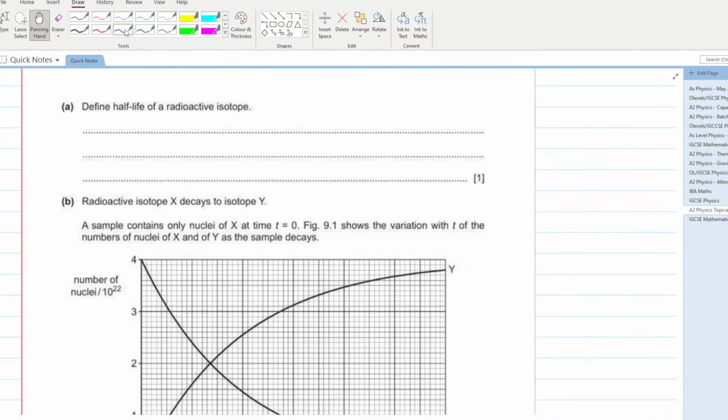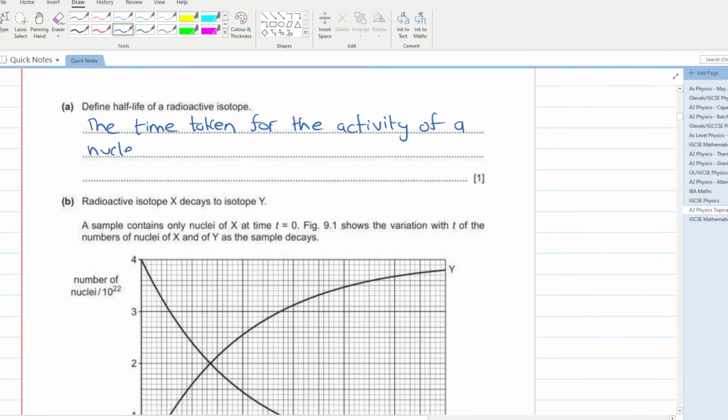Define half-life of a radioactive isotope. What is the half-life of a radioactive isotope? The time taken for the activity of a nucleus to half. The time taken for the activity of a nucleus to half is known as half-life. Okay.